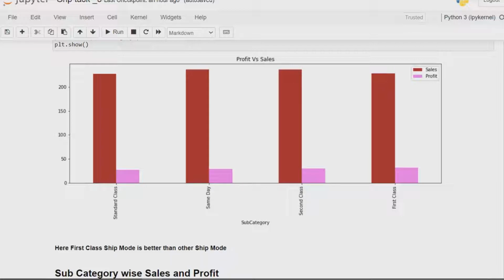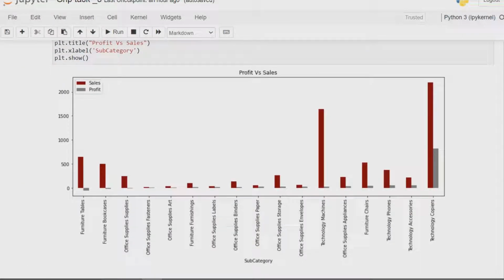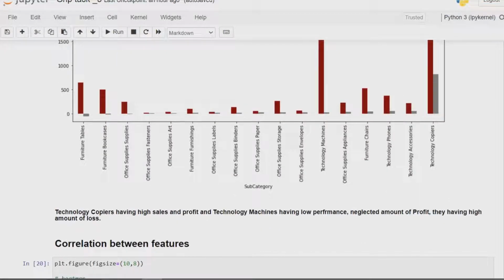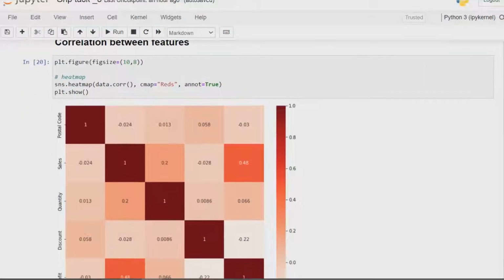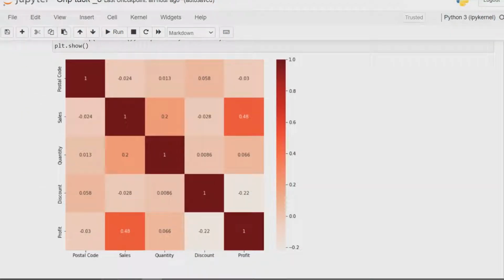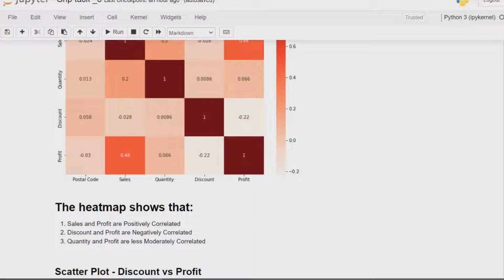Subcategory-wise sales and profit. From this graph, technology copiers have high sales and profit, and technology machines have low performance on sales and a negligible amount of profit, and they also have a high amount of loss. Then I checked the correlation between all variables by using a heat map. The heat map shows that sales and profit are positively correlated and discount and profit are negatively correlated. Also, quantity and profit are only moderately correlated.